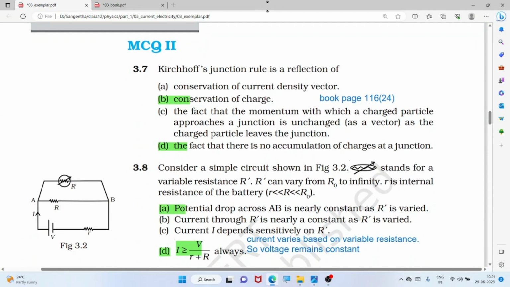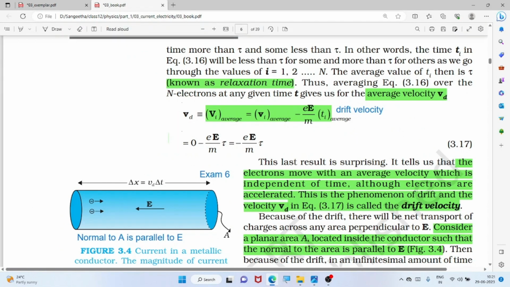Kirchhoff's junction rule is the reflection of the conservation of charge. Not conservation of current density, and not momentum. This is the fact that there is no accumulation of charges at a junction. Okay, this is also correct. Question 24, Kirchhoff's rule.